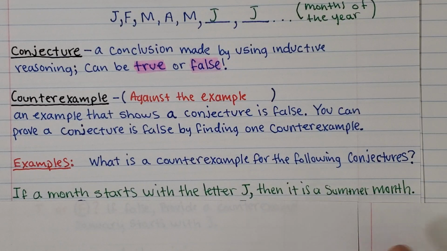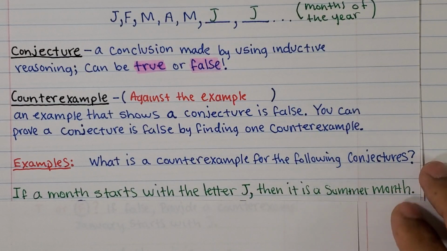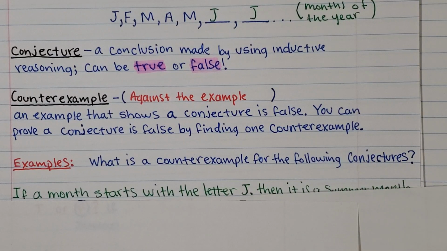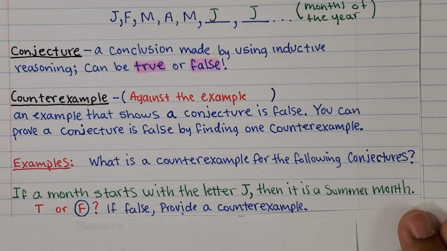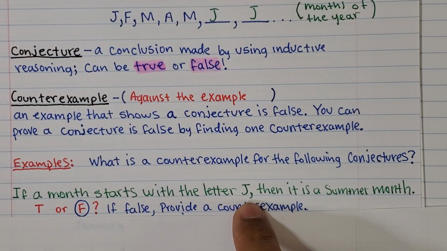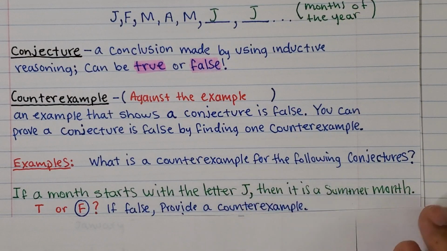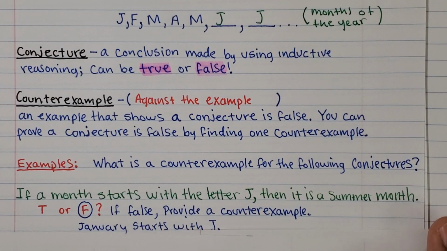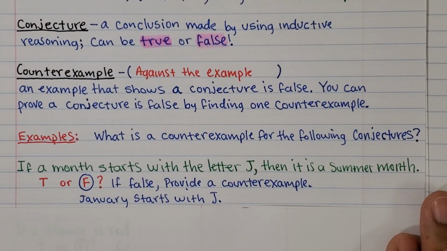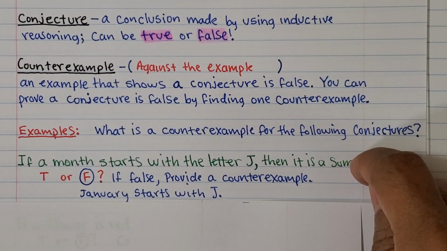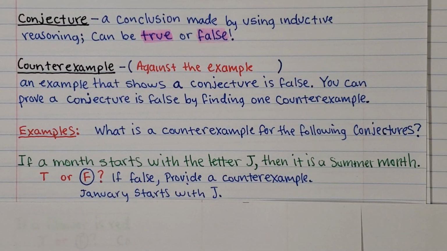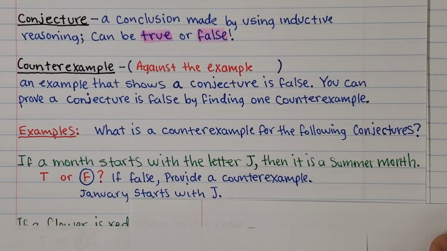If you agree with me that it's false, I'm going to say that it's false. And if it's false, then I have to give you a counterexample. That counterexample is a month that is not a summer month, but it starts with the letter J. I think you all got this one. That month is January. So there is my counterexample. I just proved that this is a false conjecture, and I just gave you a counterexample. It's that simple.